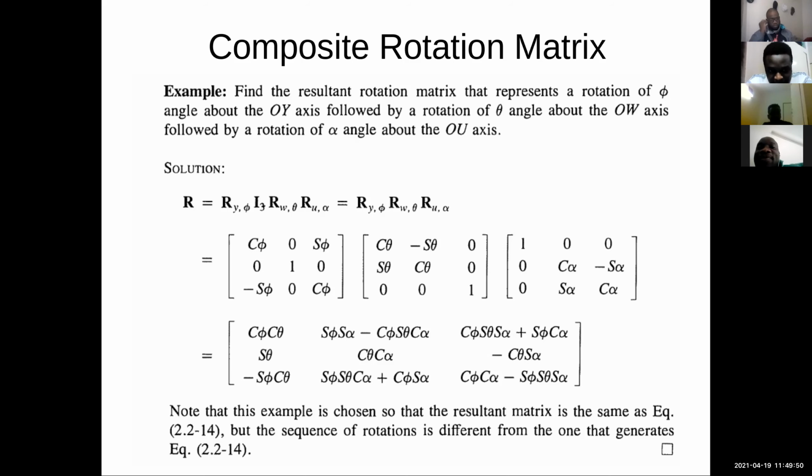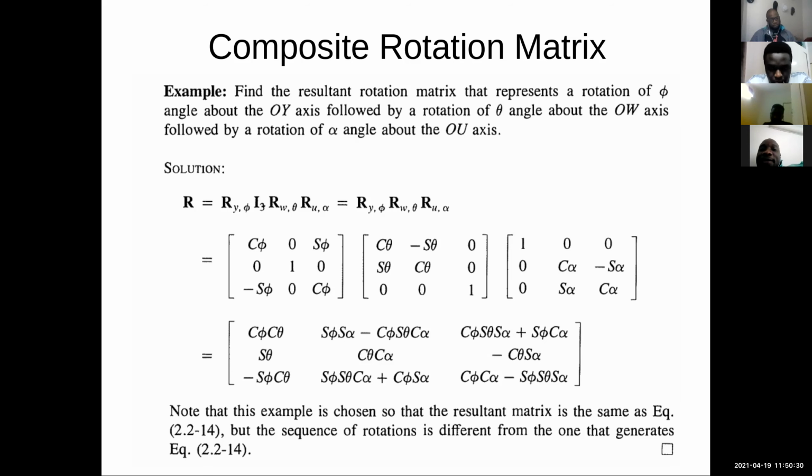R is equal to R_Y(phi) R_W(theta) R_U(alpha), which equals R_Y, R_W... it's not theta. The first Greek letter is a phi, not a theta. It's a phi. Okay, anyway, yes, that is correct.